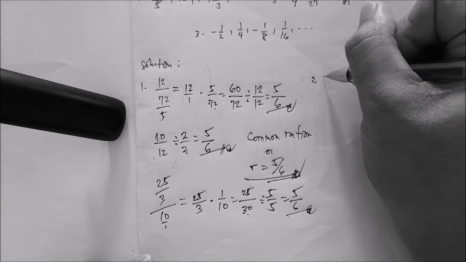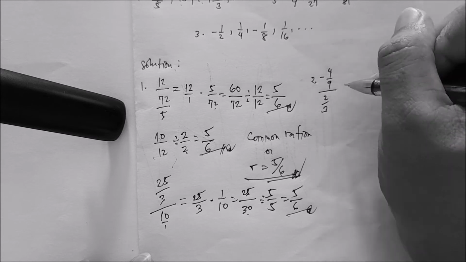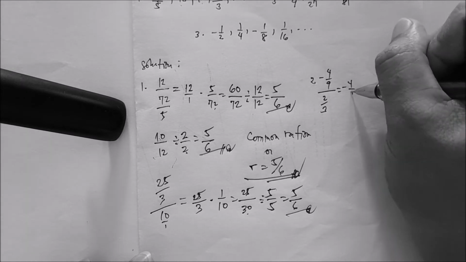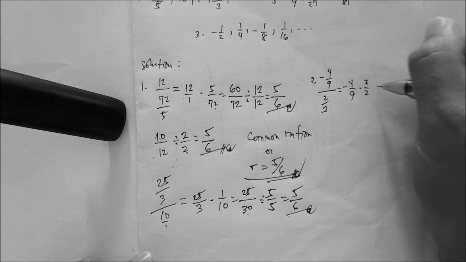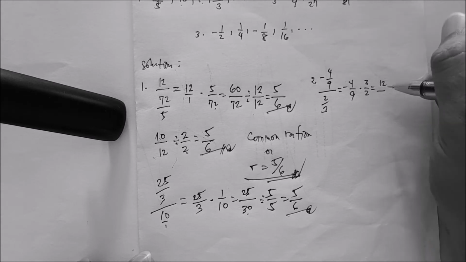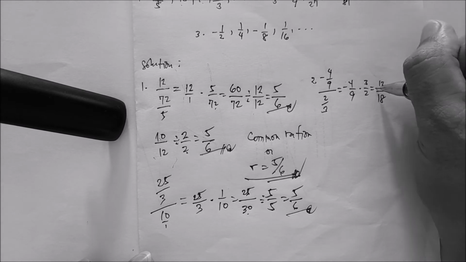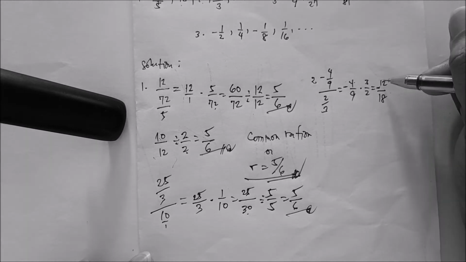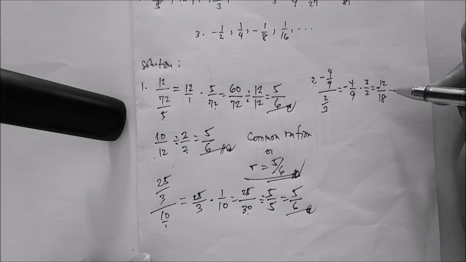Same process. Negative 4 over 9 divided by 2/3. So negative 4 over 9 times the reciprocal of 2/3, which is 3 over 2. 4 times 3 is 12. 9 times 2 is 18. Don't forget the negative because we have negative 4 over 9. So the answer is negative 12 over 18.